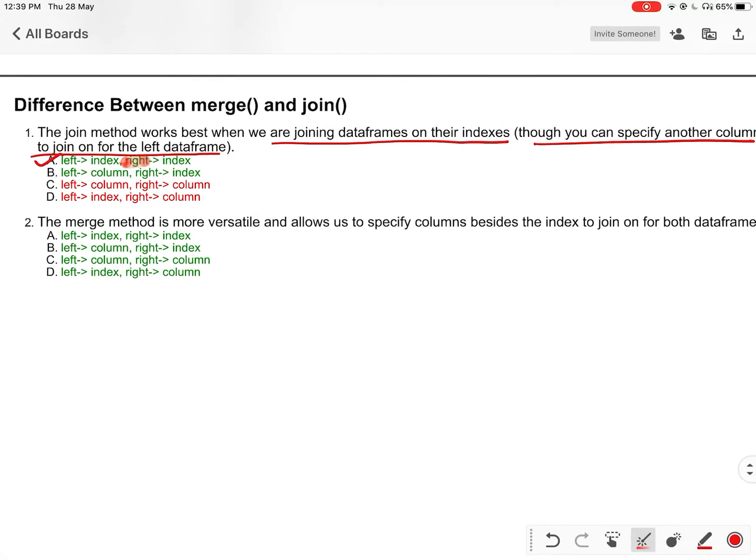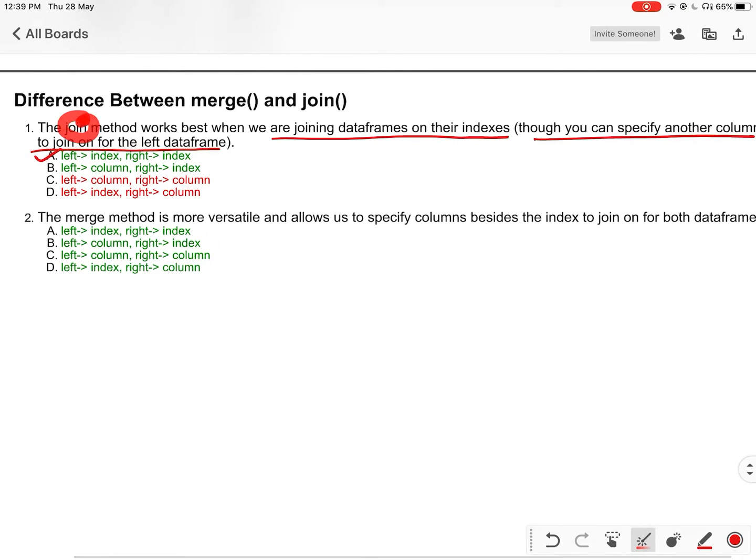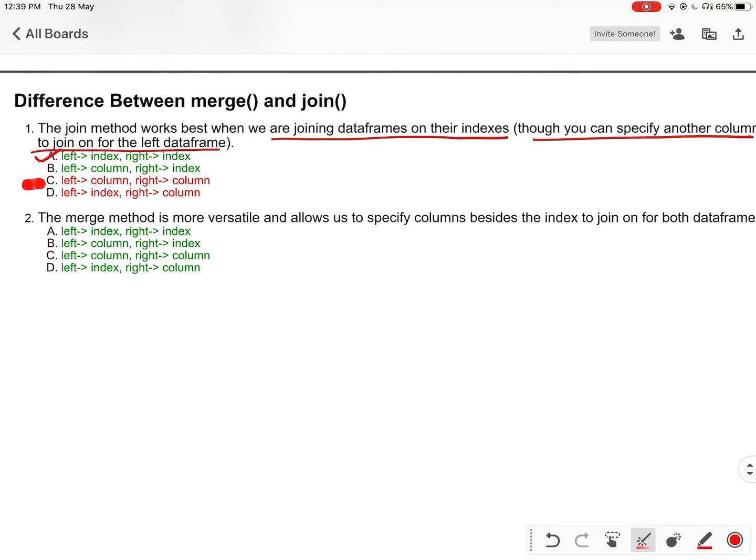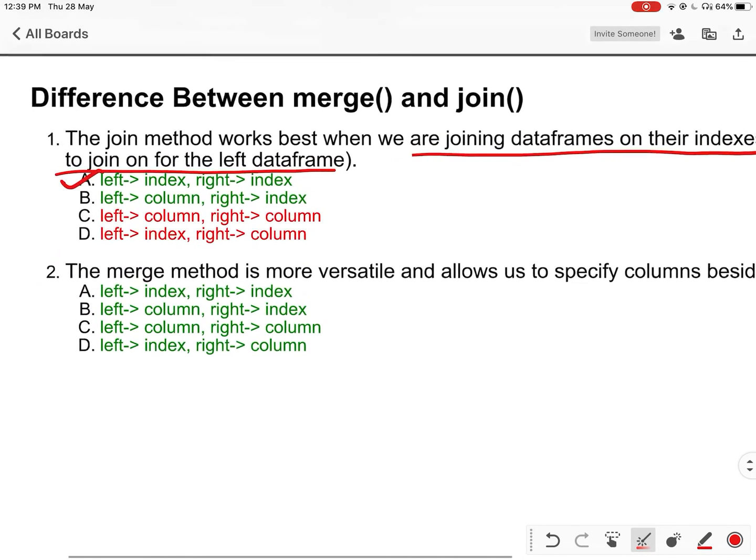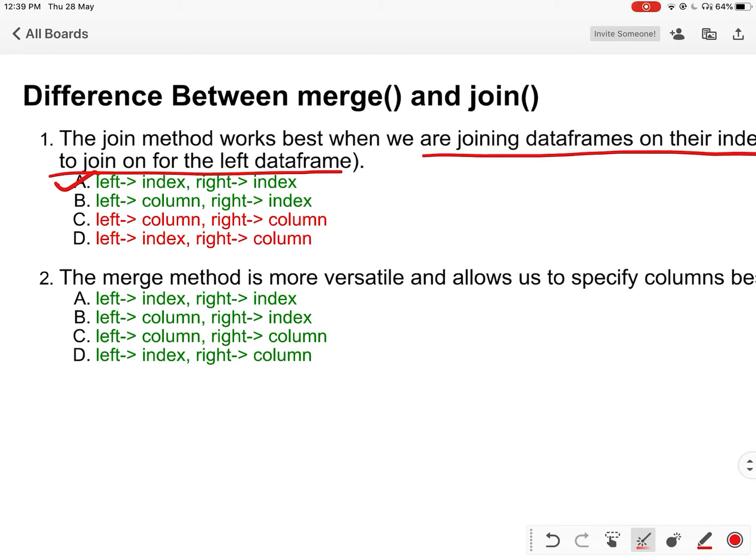If we are using the join method, then we can use the left data frame's index or column, and we have to use the right data frame's index always to join. We cannot use these C and D, but in case we are using merge, we can use any combination to join. So this is the difference between merge and join.